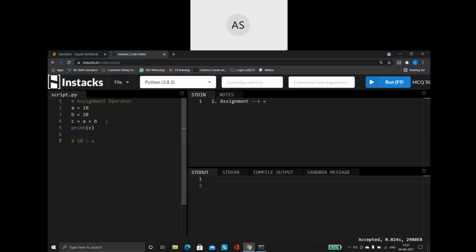If I give anything like this, then it is always an invalid statement. This statement will produce an error for me. So this is not accepted. Always your variables will be coming on the left hand side and the values will be coming on the right hand side. The other way around is not possible. That is the only important point you have to remember here.